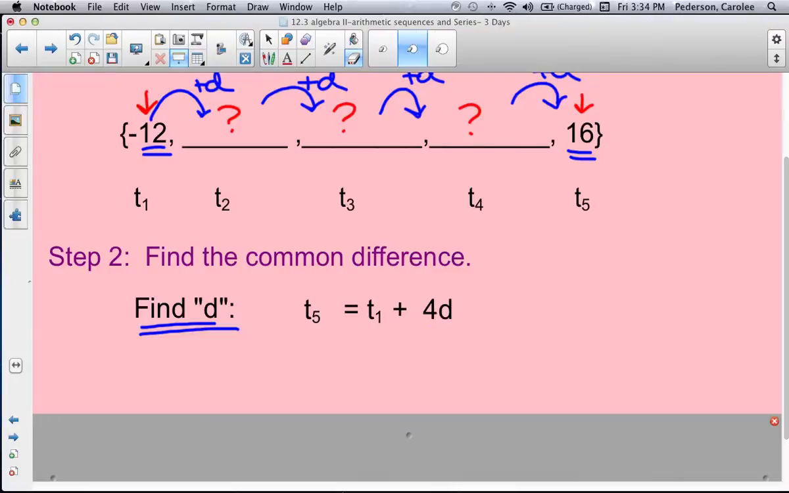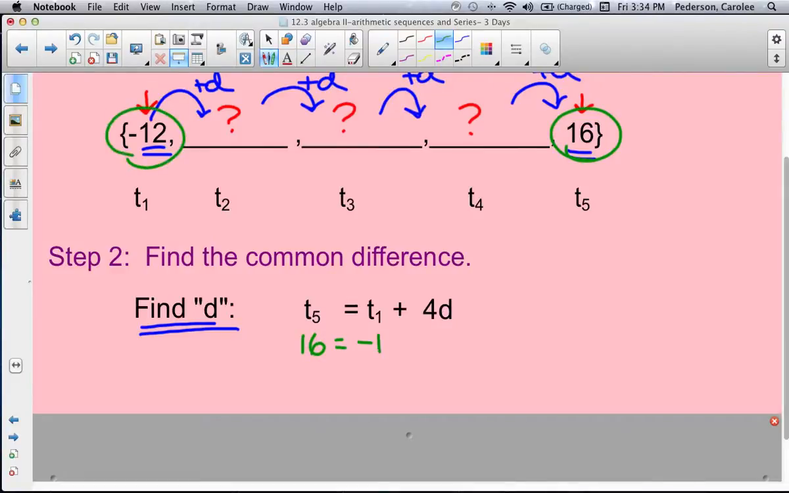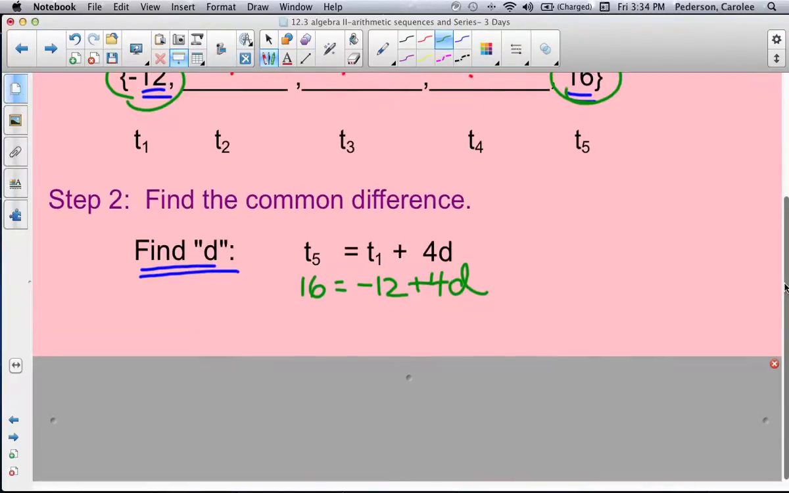So let's substitute in term 5. Term 5 is a value of 16. Term 1 is a value of -12. Our common difference is unknown. And what we're going to do is we're going to solve this for d. So we're going to use our algebra skills.